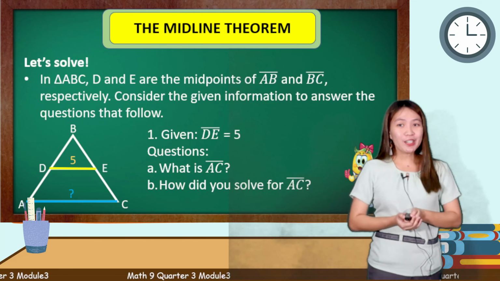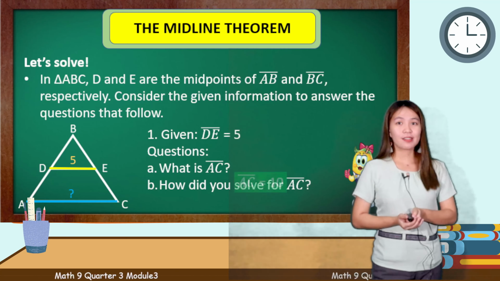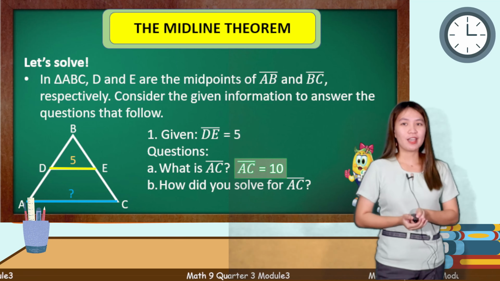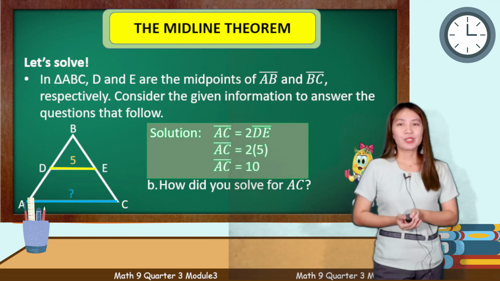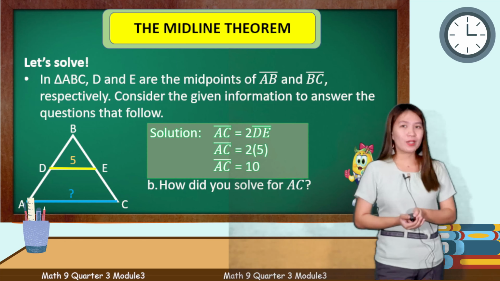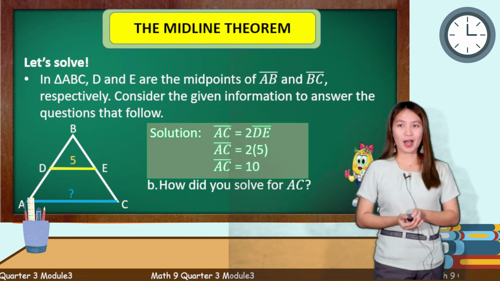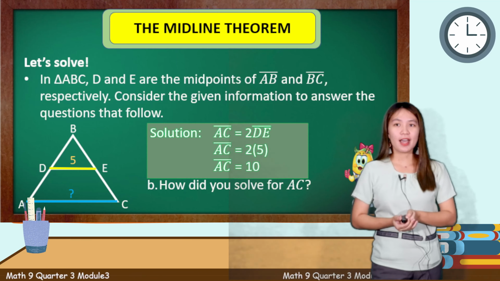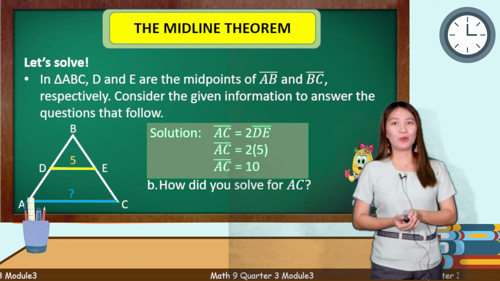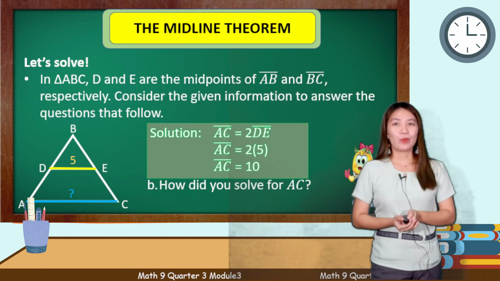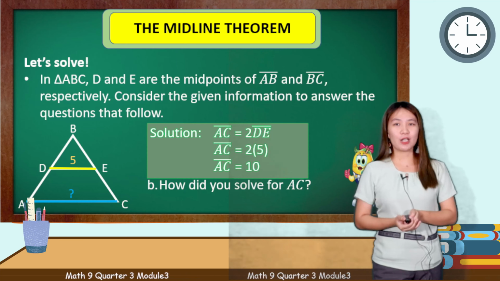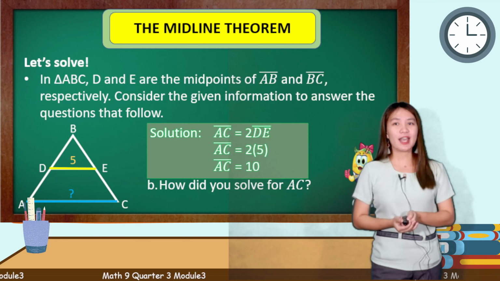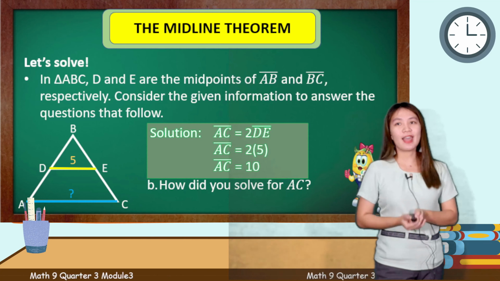So the measure of segment AC is 10. And how did we arrive at that answer? Here is the solution. So segment AC is equal to twice the segment DE. Why? Because we know that segment DE is half as long as AC. Therefore, we need to multiply it by 2. So we have there segment AC is equal to 2 times the value of DE, which is 5, and that gives us the answer, which is 10.